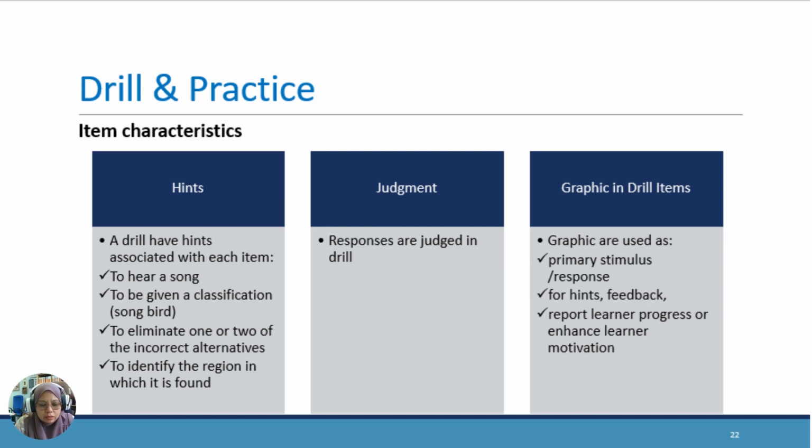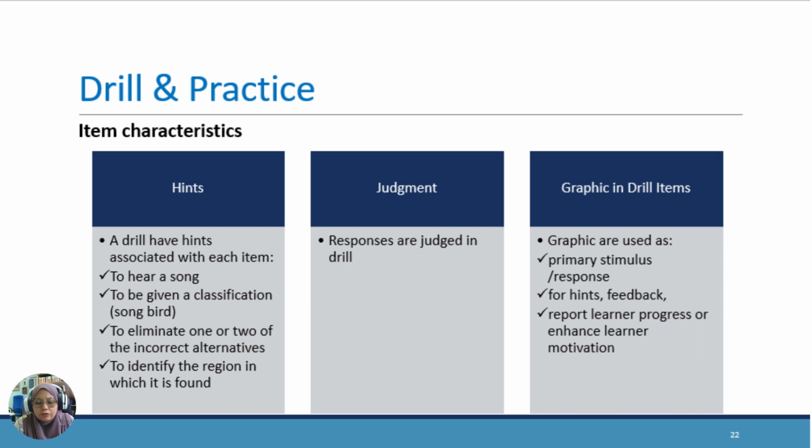the hints are what you give the user to answer, but not the direct answer. You give them hints or clues on how to answer the question or do the practice. And then judgment. Judgment here means responses are judged in drill. Then graphics in drill items. Graphics are used for primary stimulus or response.